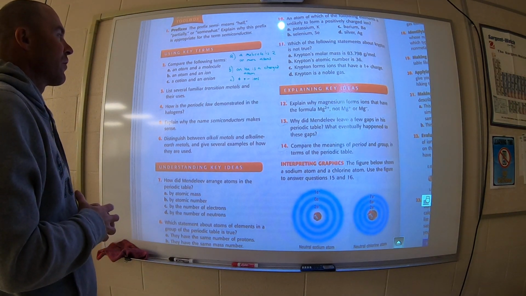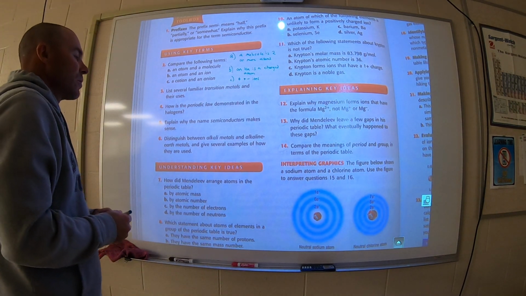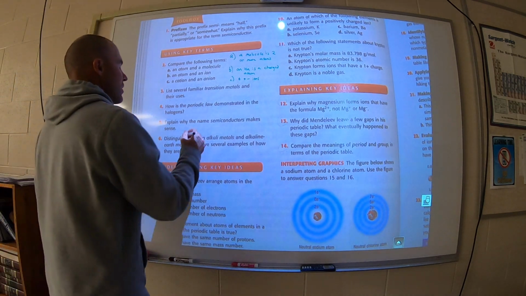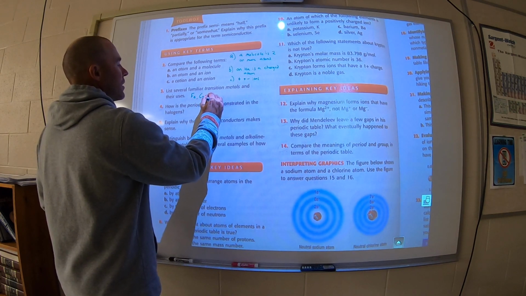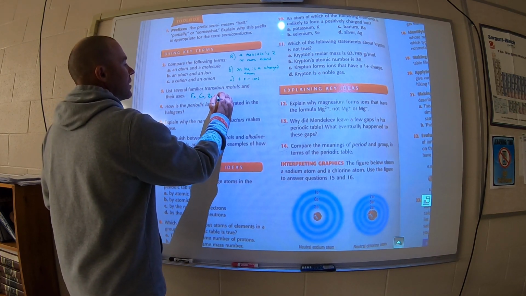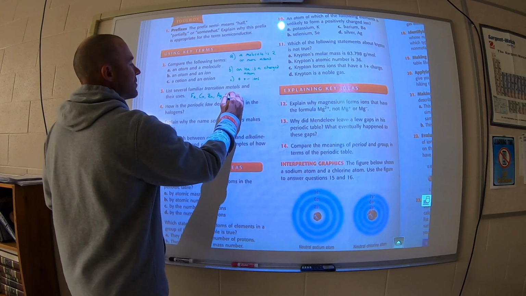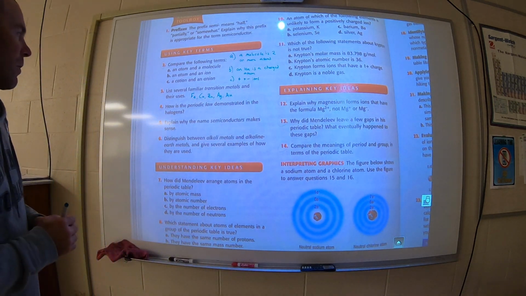Number 3, list several familiar transition metals and their uses. I'm not really going to get into their uses, but a couple you're familiar with: iron, copper, zinc, silver, gold. We could probably go on.